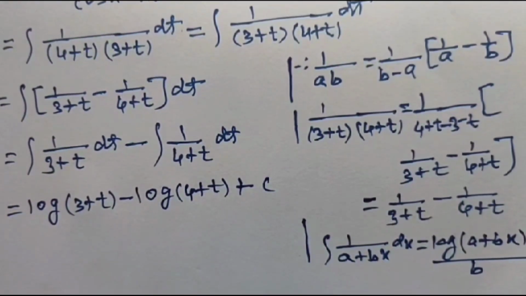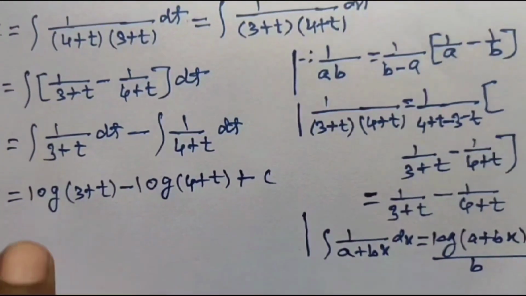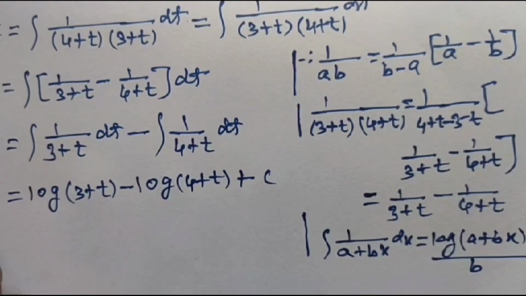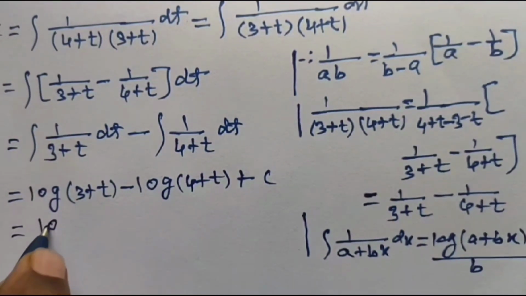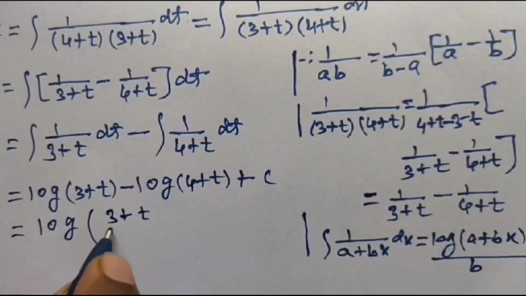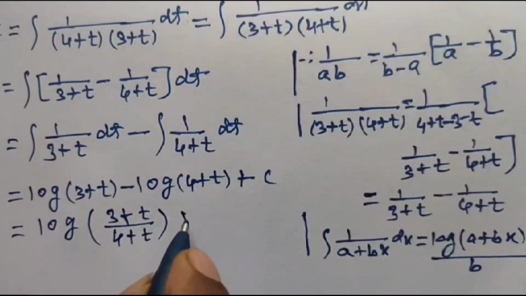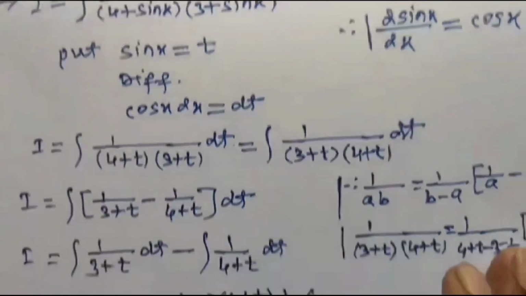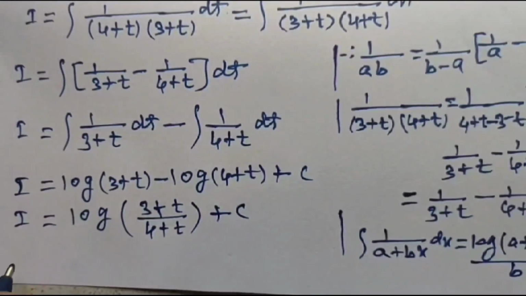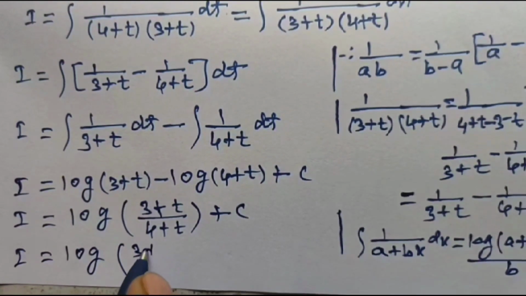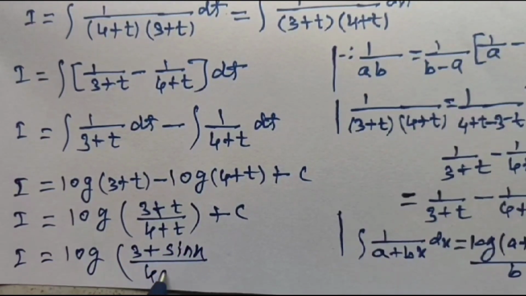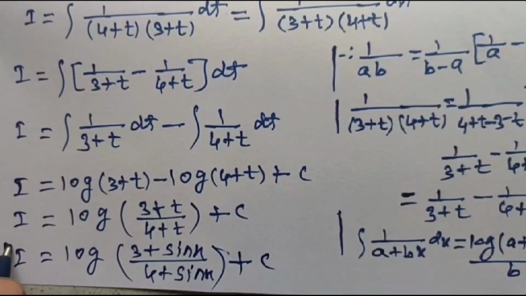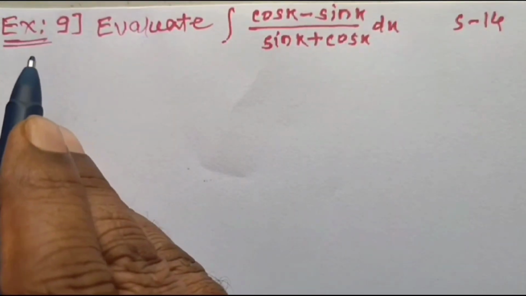plus integral constant c. Now apply the logarithmic property, logarithm of m minus logarithm of n, that is logarithm of m upon n. Hence I is equal to logarithm of 3 plus t upon 4 plus t plus integral constant c. Now replace t by sin x. So I is equal to, we can write finally, logarithm of 3 plus sin x divided by 4 plus sin x plus integral constant c. And this is the solution. Let us solve the next sum.